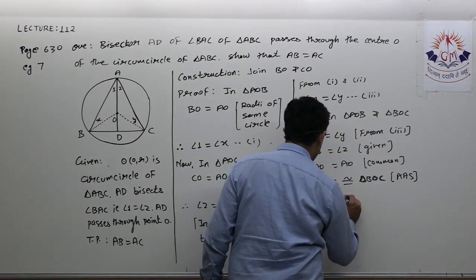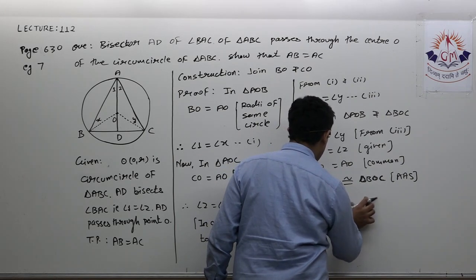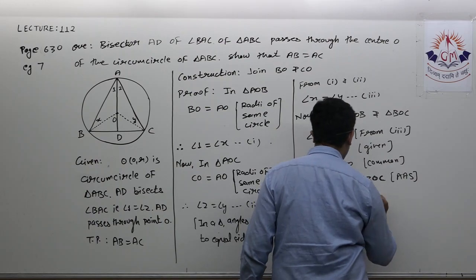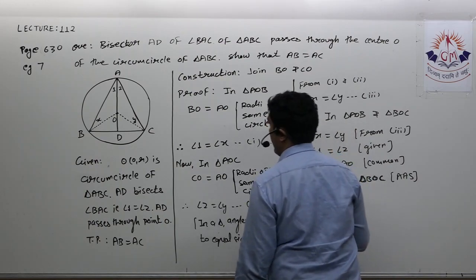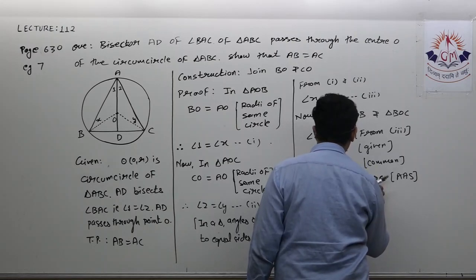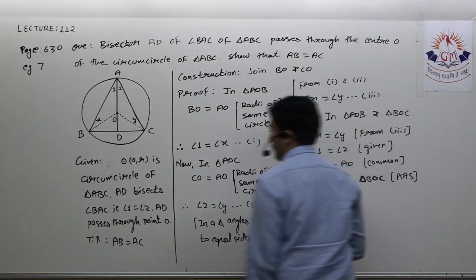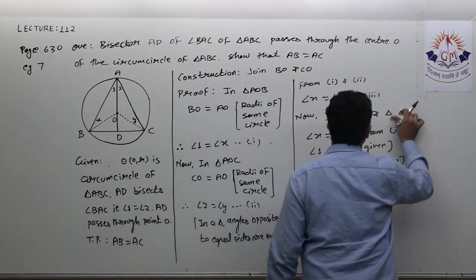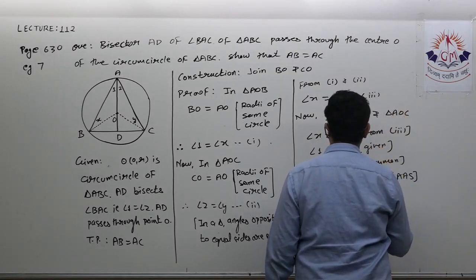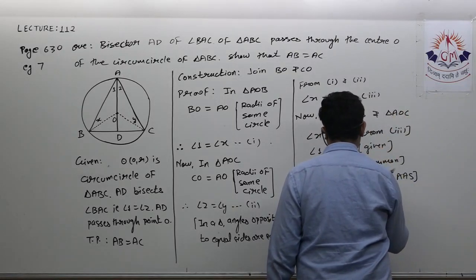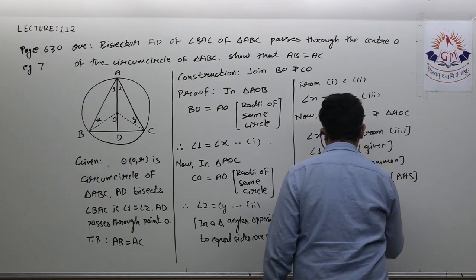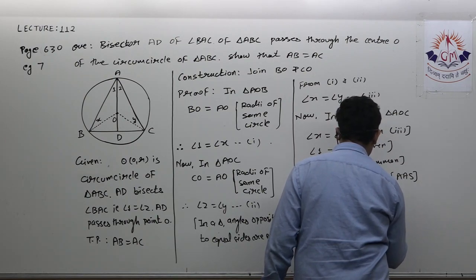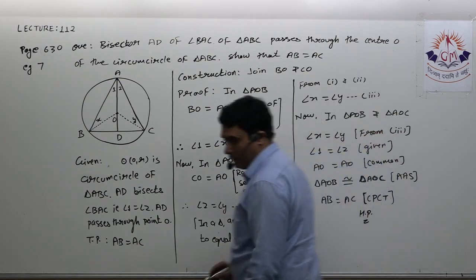Hence I can say AB is equal to BC, not AB is equal to AC. Here I wrote incorrectly, it is triangle AOC. So triangle AOB is congruent to triangle AOC, so AB equal to AC by CPCT. Hence proved. So please note it down.